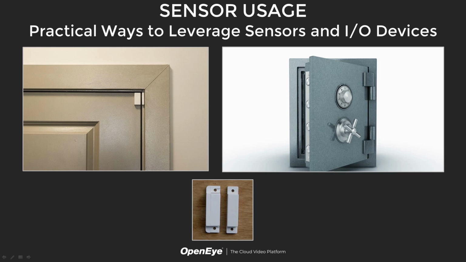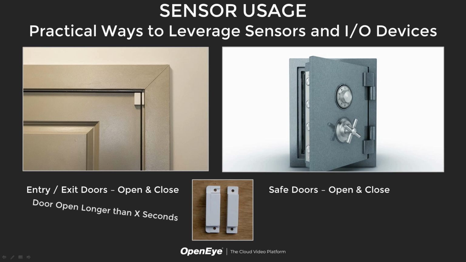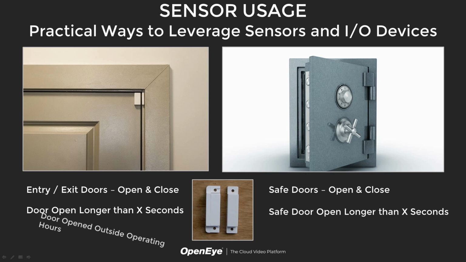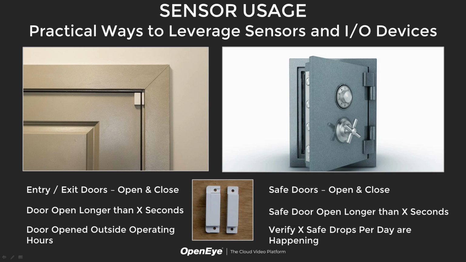Here's some direct use case examples. Track every time an entry door is opened or closed. Track every time a safe door is opened or closed. Receive alerts whenever a door is open longer than a predetermined amount of time. Receive alerts whenever a safe door is open longer than a predetermined amount of time. Know when a door is opened outside of operating hours. Verify that a predetermined number of safe drops are occurring on a daily basis. So as you can see, a very simple door contact has multiple uses and requires no direct integration.